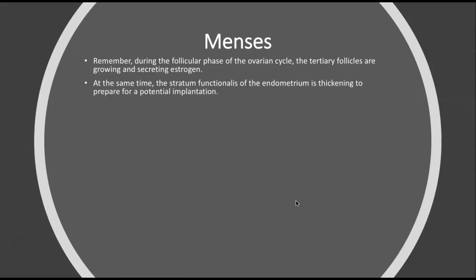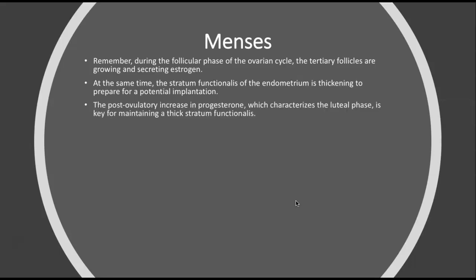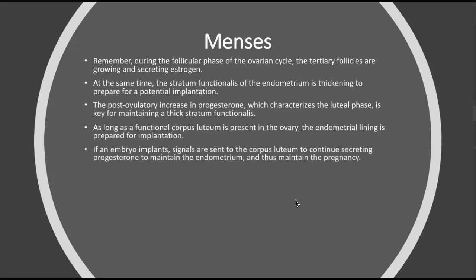At the same time that's happening, the stratum functionalis is thickening to prepare for potential implantation. That post-ovulatory increase in progesterone, which is basically characterizing the luteal phase, is key for maintaining that thick stratum functionalis. As long as the functional corpus luteum is present in the ovary, the endometrial lining is prepared for implantation. If an embryo implants, signals get sent to the corpus luteum to continue secreting progesterone so that we can maintain this thick endometrium and maintain the pregnancy.